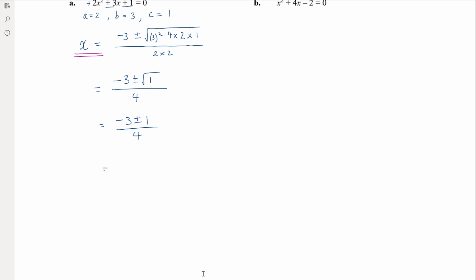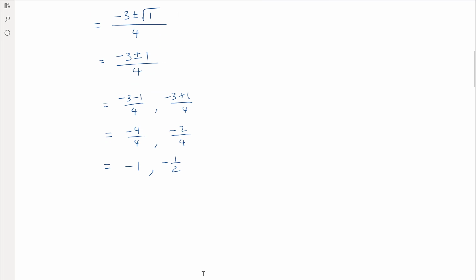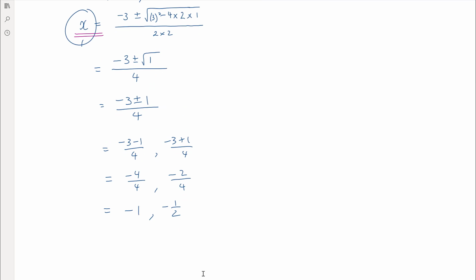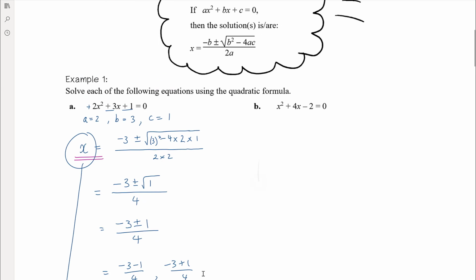So this is two separate solutions, negative 3 minus 1 over 4, or negative 3 plus 1 over 4. Negative 3 minus 1 is minus 4, so that's negative 1, and negative 3 plus 1 is negative 2 over 4, so negative 1/2. Those are our solutions for x. As I said, the fact that they are answers that don't involve surds means that the original quadratic would have factorised, and in fact that's probably the better process.